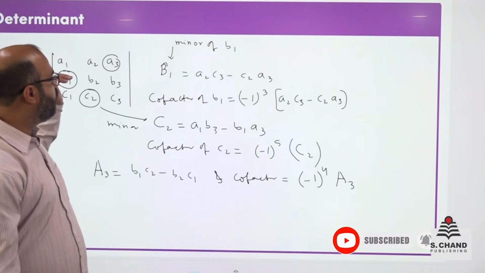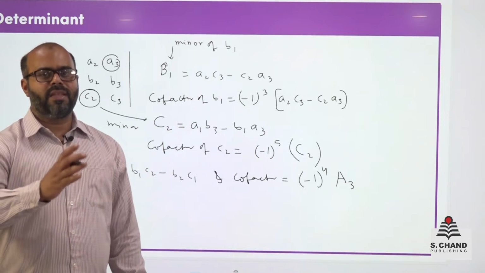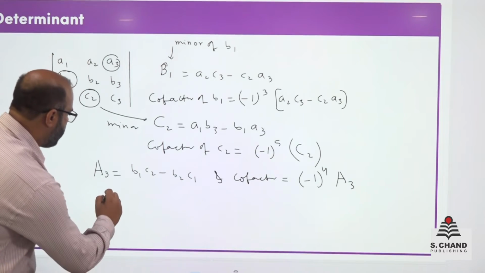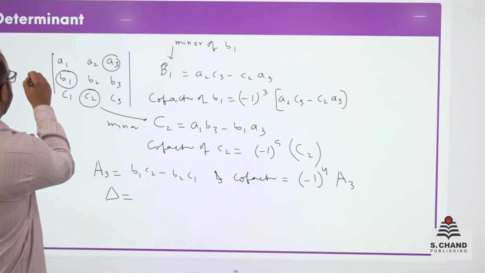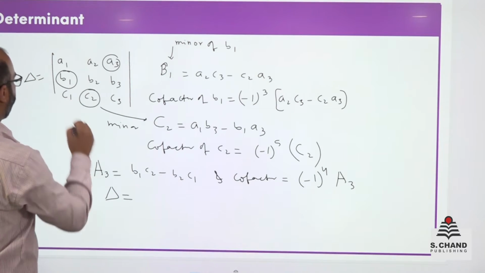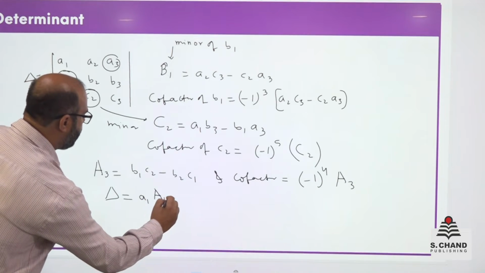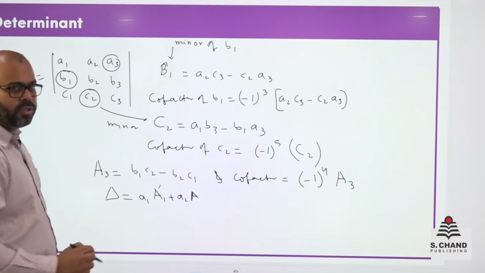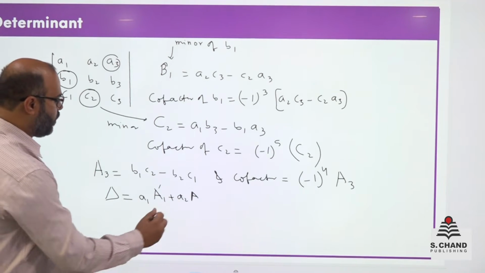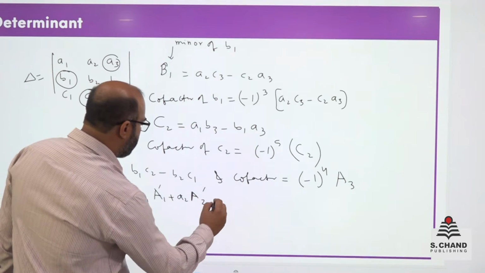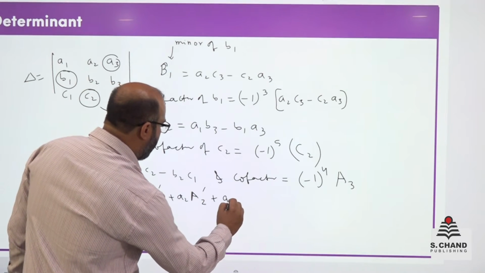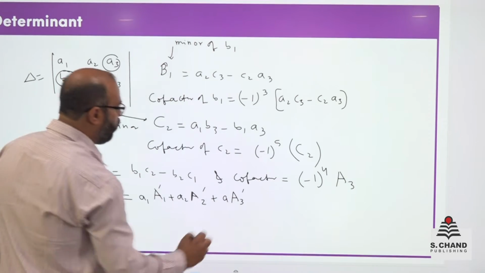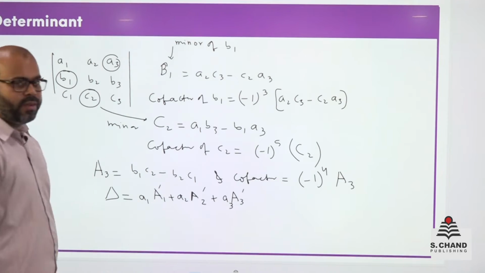So if we take any row or any column and multiply its elements with the corresponding cofactors, we get the value of the determinant. Okay, so the determinant value can be obtained. This value is written as delta. For example, we take the first row: A1 into its cofactor plus A2 into its cofactor. I am using a dash so that you won't get confused with the minor. A2 and its cofactor and A3 and its cofactor. This will be the value of the determinant.